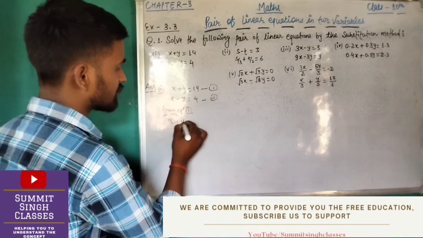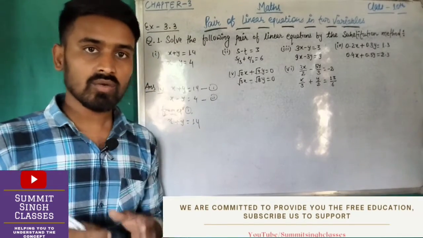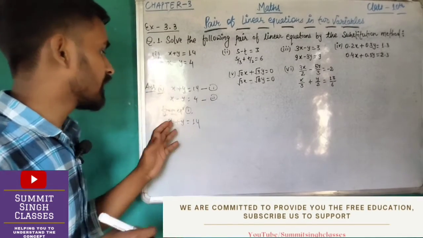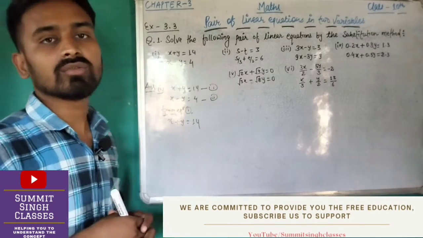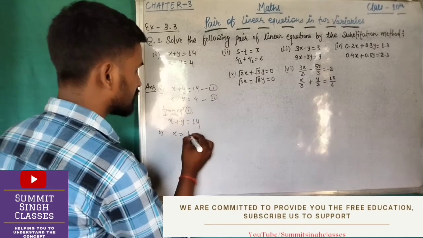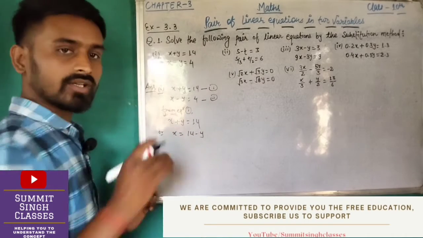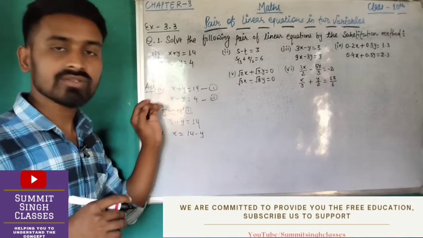x plus y is equal to 14. We are going to find out the value of one of the variables. So let us find out the value of x first. Then we will write x is equal to 14 minus y. And where have we taken this from? We have taken it from equation first, so where do we have to put it? We have to put it in equation second.